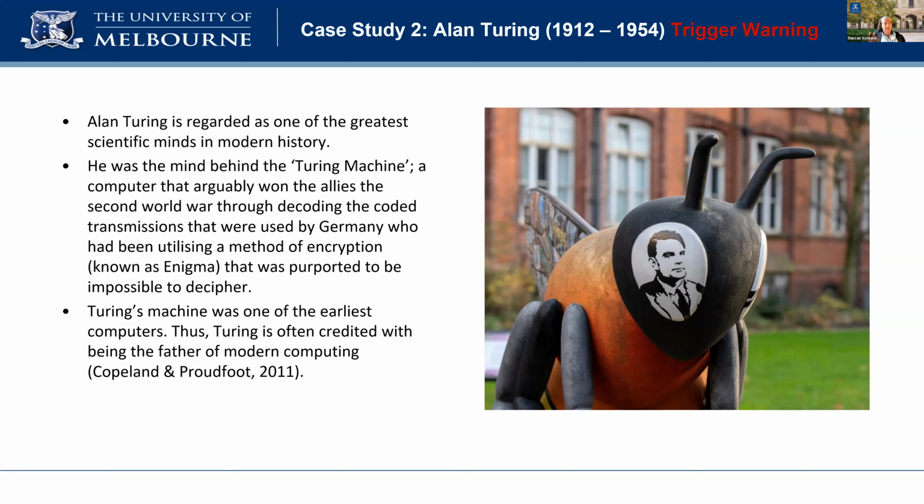So Alan Turing is regarded as one of the greatest scientific minds in modern history. Unfortunately, I don't think his fame really became well known until he passed away. He was the mind behind the Turing machine, which allowed the Enigma code used by Germans to transfer information back and forth to be broken. That was a coding system that was supposed to be unbreakable. Basically, Turing used one of the first computers to decipher that.